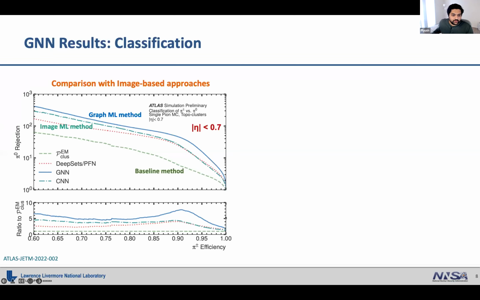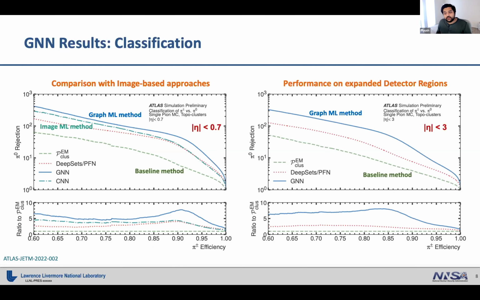And again, we are seeing the ratio here compared to the baseline performance, which is in green here, same as before. And we do see a significant improvement in the graph model performance compared to both the image-based model and the baseline model. And all of this, like I said, is in the restricted eta region. The graph models actually perform better in the whole eta region when it's expanded out to the whole calorimeter as well, which was very encouraging to see.